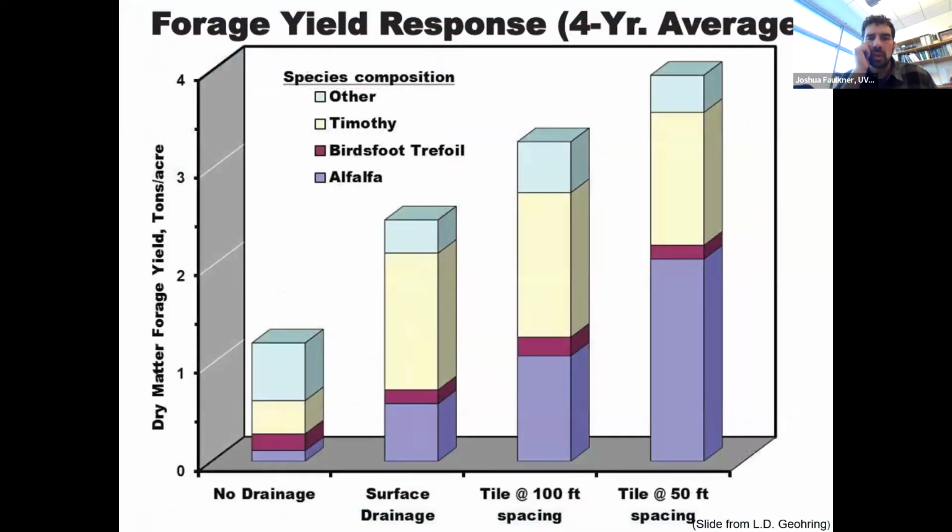Spacing is really important for drainage. Probably the most important when we talk about tile drainage is really important for its benefits. This is some work done from an extension associate at Cornell, no longer there, Larry Gehring, that looked at different spacing for various forage crops. And you can see the influence of surface drainage versus tile drainage at 100 feet and then tile drainage at 50 feet, you see this dry matter yield increasing across that gradient.